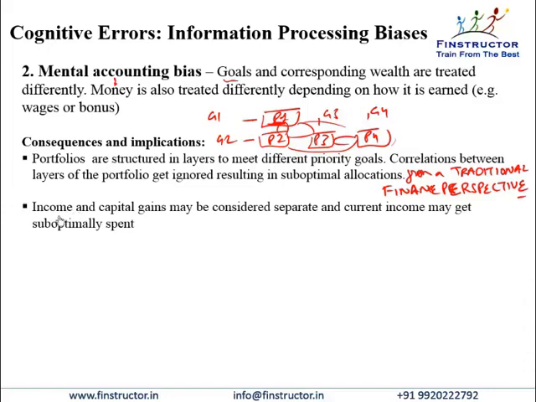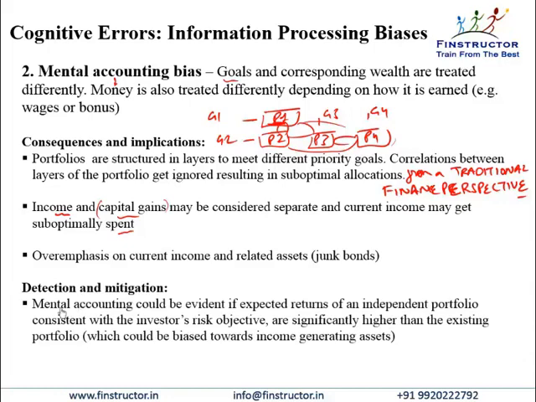Investors may also treat income and capital gains separately. So they may feel that income is the current income and capital gains is still a part of their savings, and income may get suboptimally spent. If investors see that a lot of their goals are critical and a lot of the goals require a lot of current income, then there may be too much focus on current income, and this income may normally come from high yield bonds or junk bonds which promise a high rate of interest but are actually very risky or actually suboptimal assets.